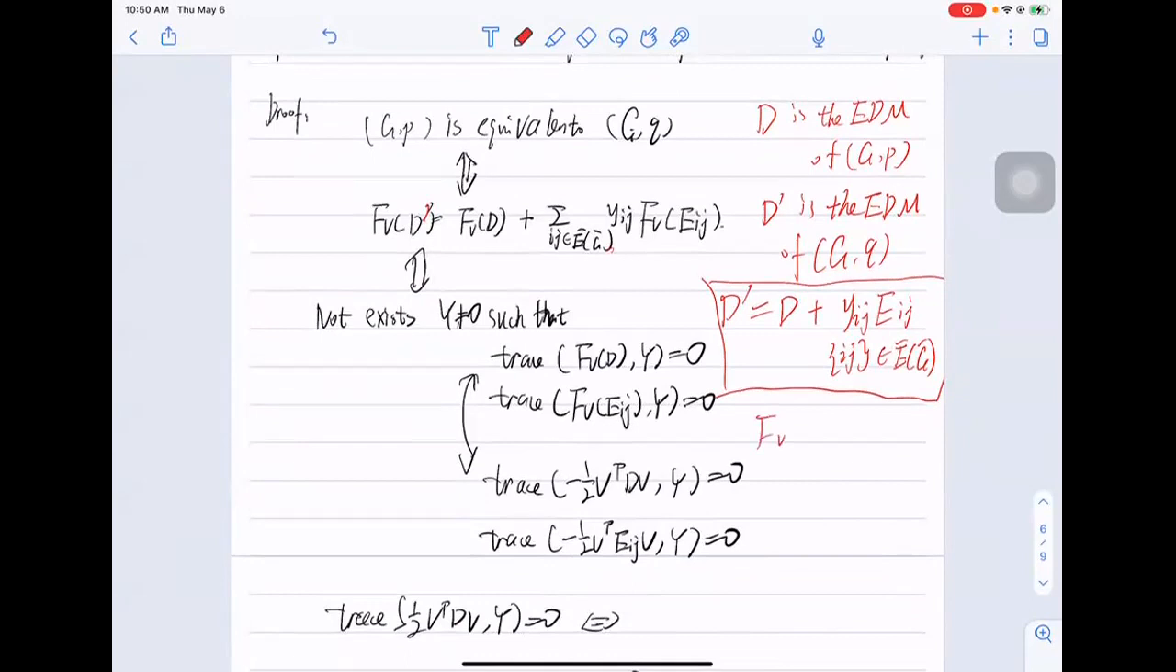Since we have just 10 minutes left, I'm just wondering if you could scroll up to the theorem for a second.